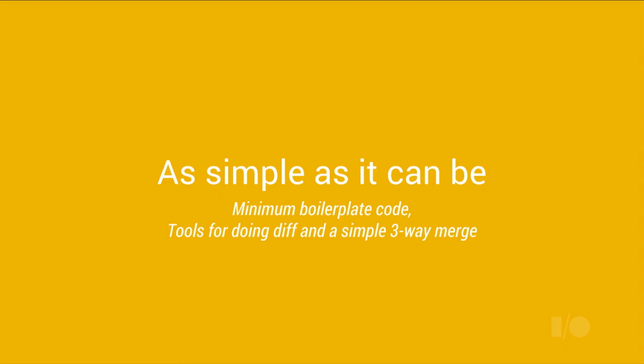Now, we tried to keep it as simple as possible. To do that, we shoved all the boilerplate code inside the base event service. We also provide you some tools for doing diffs, so that given 2 entities, you can use the tool to get a diff. After that, we also provide you a simple 3-way merge. Using this, if the conflict is not a complicated conflict, it will resolve it for you.